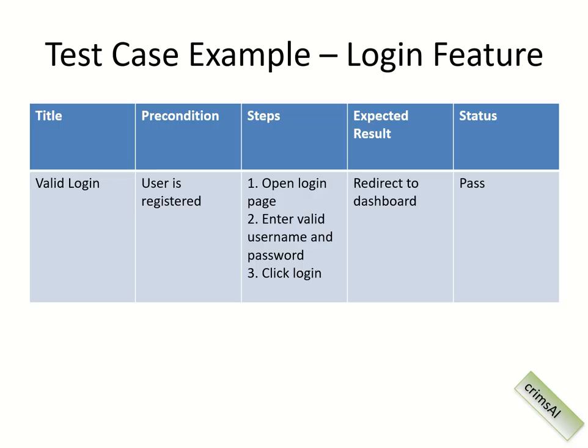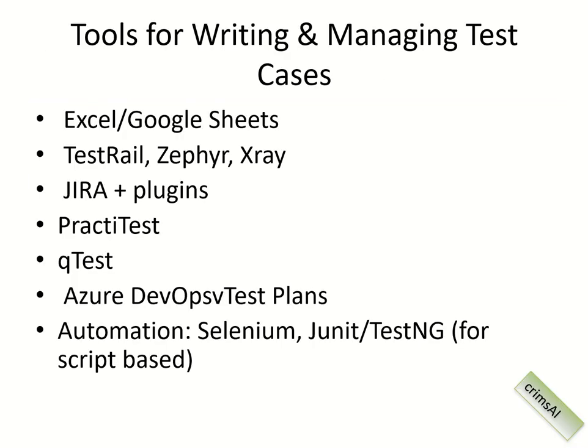Tools for writing and managing test cases. While many start with Excel or Google Sheet, professional teams use tools like Jira, plus TestRail or X-Ray, Azure DevOps, and automation tools like Selenium for test execution. Choose tools that fit your project size. Spreadsheets work for small projects, but tools are better for collaboration and traceability.